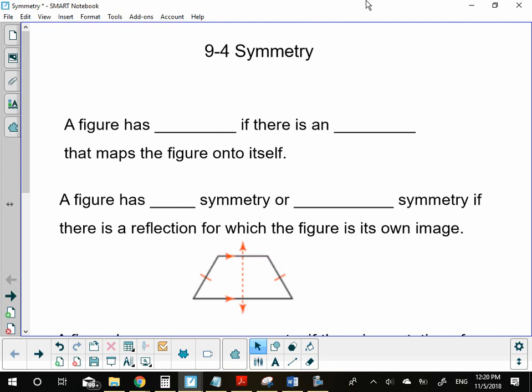Okay, but today we're going to talk about more specific types of symmetry, so we're going to learn the types of it. So, starting off, we're going to define symmetry. We're going to say a figure has symmetry if there is an isometry that maps the figure onto itself.